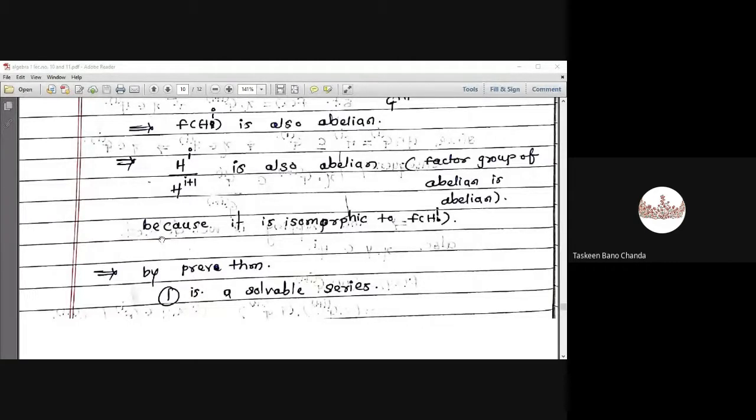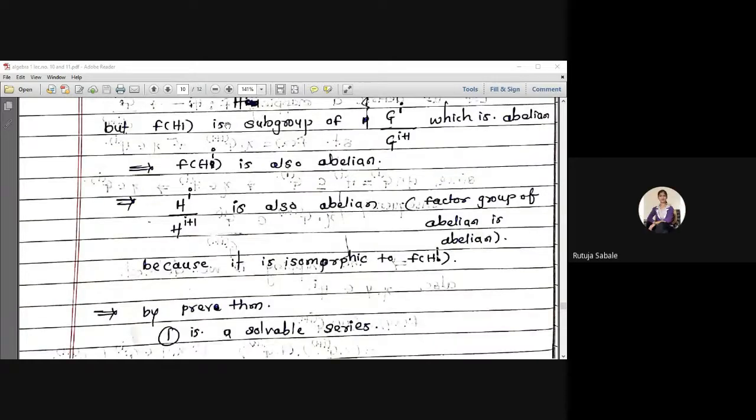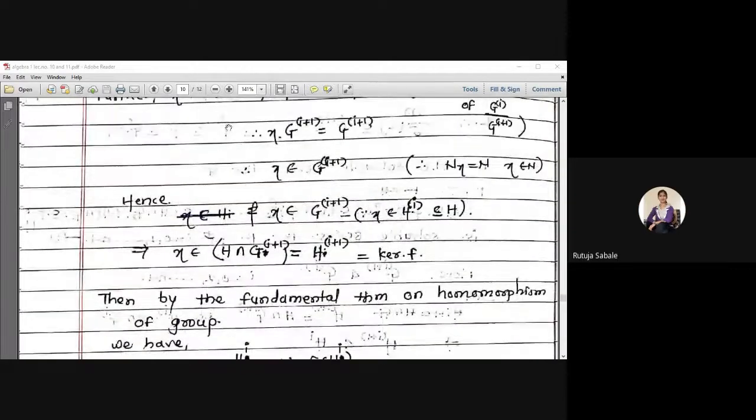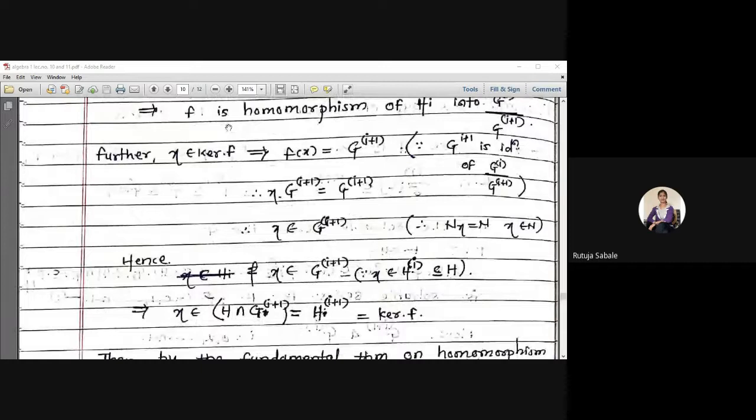अडचण आहे का इथपर्यंत? डाऊट आहेत? येते ना माझा आवाज द्या ना मग. अडचण आहे का? चेक करा कसं काय बघा हे, कर्नल ऑफ एफ इज इक्वल टू एच आय प्लस वन कसं आलं ते चेक करा हे. काही डाऊट असेल तर विचारायला.